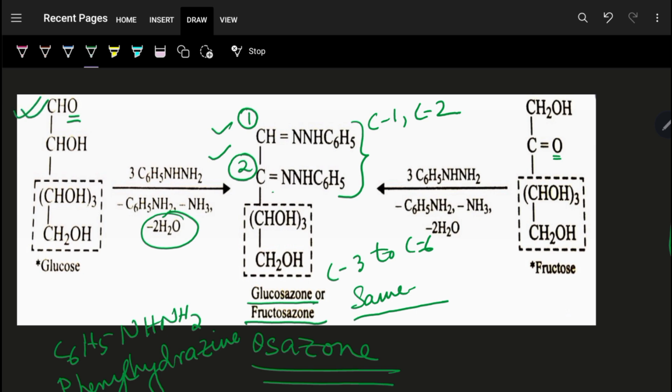And you have to give this particular chemical reaction. You may not remember whatever things are eliminated, but you have to remember the structure of phenylhydrazine, structure of glucose, fructose, and the osazone. So that's all for this session.